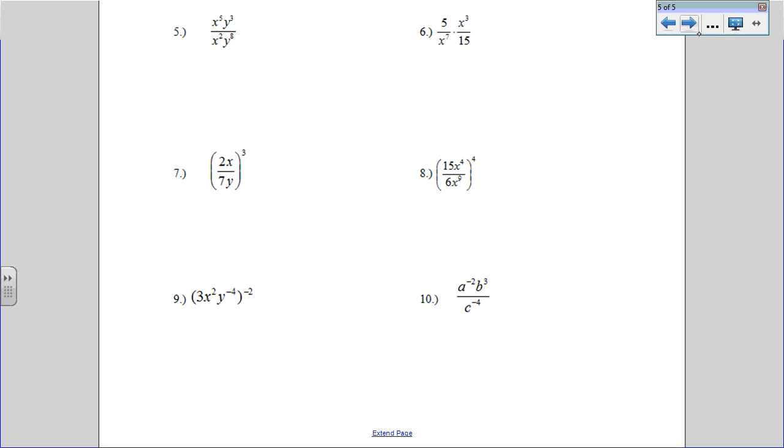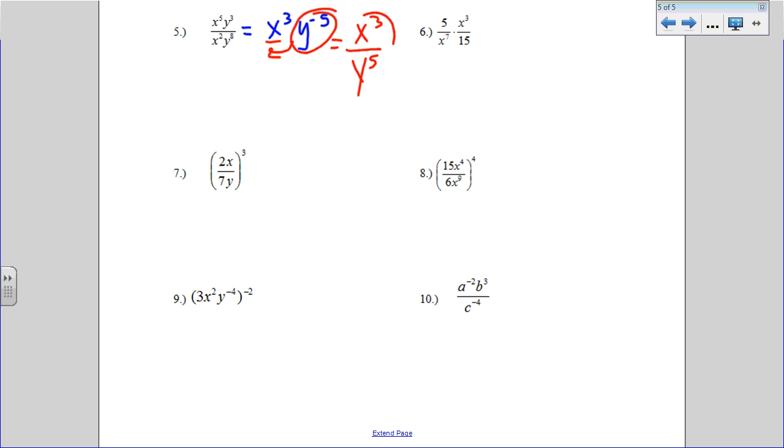As we take a look at number 5, we have our first look at division. We have two x's, one in the numerator, one in the denominator, so we're going to subtract, and that gives me x to the third, because 5 minus 2 is 3. We have two y's, and so we're going to subtract. 3 minus 8 is negative 5. But remember, we can't have negative exponents, so this y to the negative 5 is going to move down to your denominator. So you're going to have x to the third over y to the 5th.